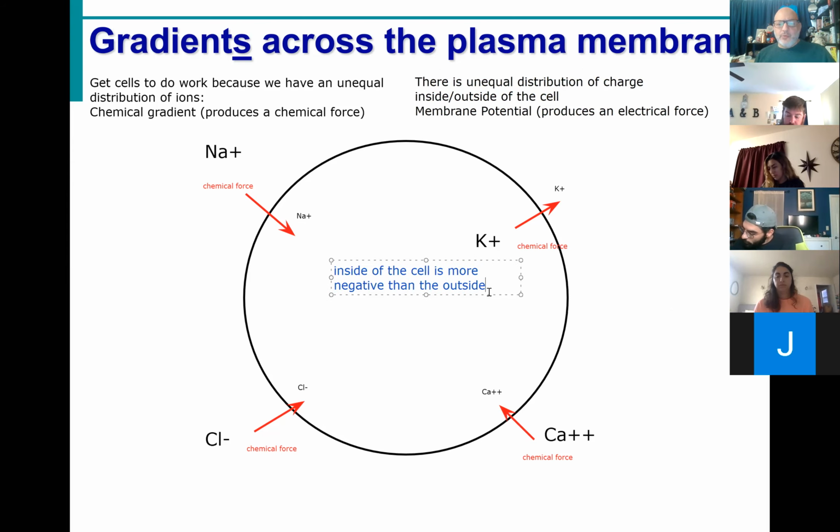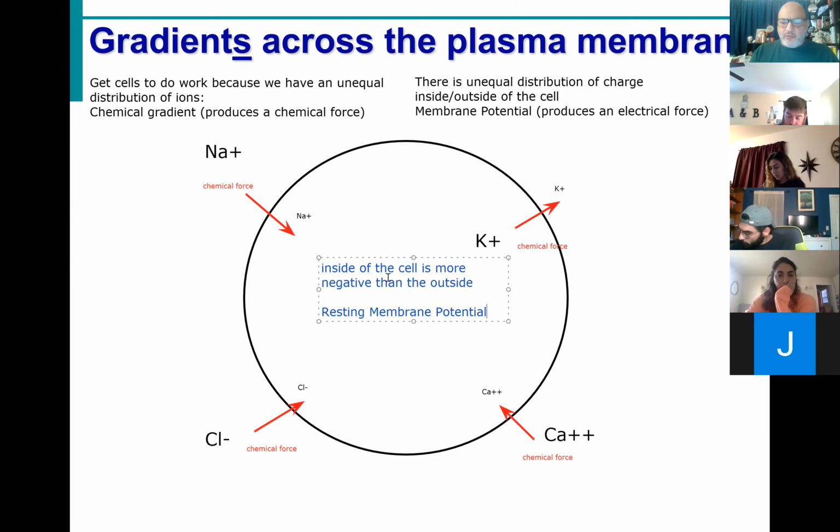And we can actually put a number on it, right? The resting membrane potential, the membrane potential when the cell is not doing any work. So the resting membrane potential of the cell is negative 70 millivolts. Meaning that if you leave the cell alone, it will happily stay at negative 70 millivolts forever.